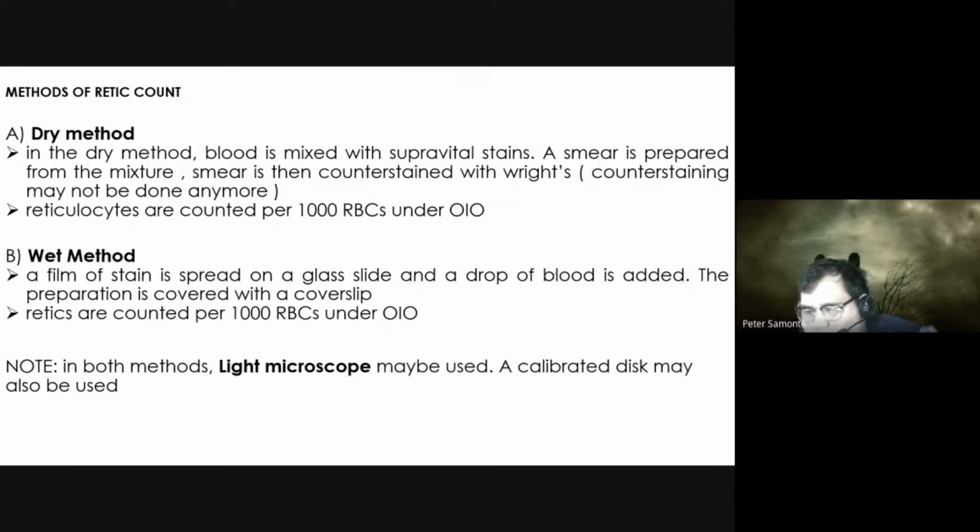Okay, there are two methods, class, of reticulocyte count. The first one would be your dry method, and your second one will be your wet method. Now, in the dry method, class, blood is mixed with a supravital stain. Can you give me an example, class, of a supravital stain? Example, class, ng supravital. Yung pinaka-common na tinuro ko sa inyo last time.